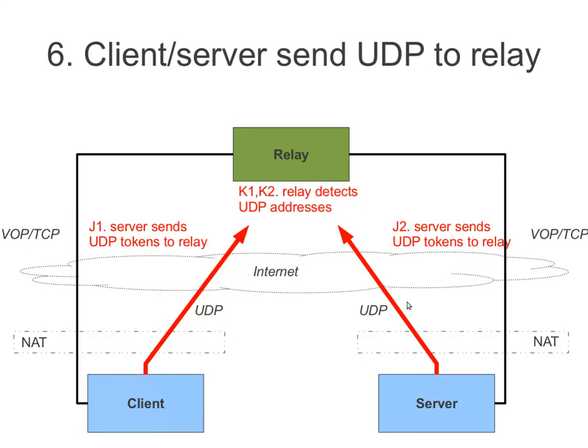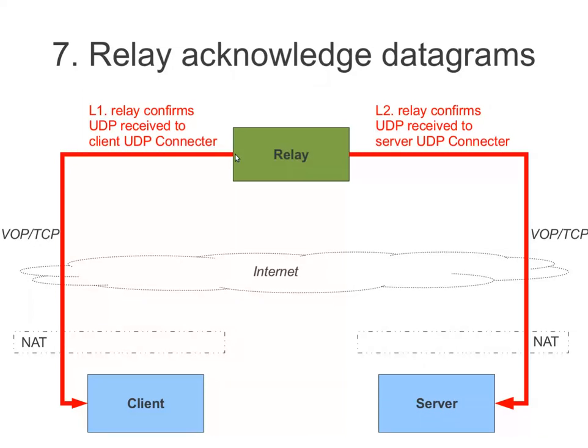As the UDP protocol is not reliable, datagrams may be dropped. The client and server need to periodically resend datagrams until the relay has received the datagram and indicates it has received it, which is done by making a callback to the connector object of the client and server respectively. And this is done over the already existing VOP link the relay has to those peers.